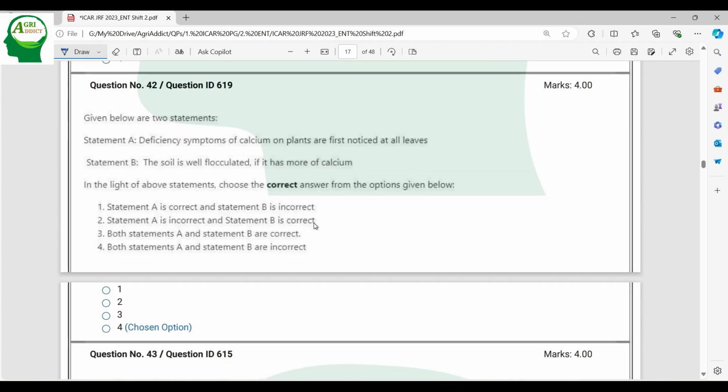Deficiency symptoms of calcium on plants are first noticed on all leaves. No, as calcium is immobile in plants, the calcium deficiency symptoms can be seen mainly in the younger leaves. The soil is well flocculated if it has more calcium. No, then it has more sodium, not calcium. So both statements A and B are incorrect here.